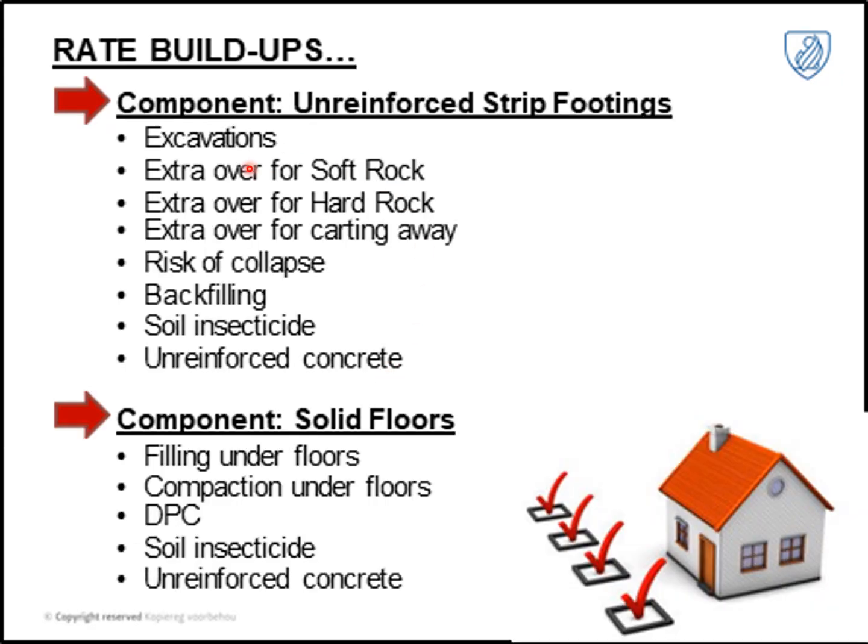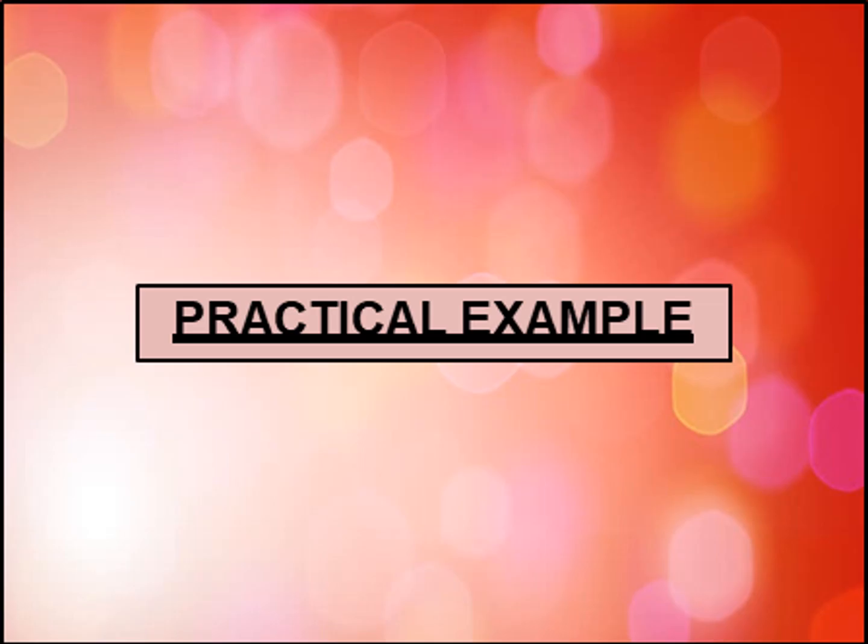If you look at your elemental guide, the components for unreinforced strip footings include your excavations, extra over for hard rock, soft rock, carting away, risk of collapse, backfilling, soil insecticide, and reinforced concrete. Most of these items you will be familiar with throughout your measurement tenure. Then you've got your component solid floors, for instance, which will include your filling underneath your floors, compaction underneath your floors, your DPC, soil insecticide, unreinforced concrete, etc.